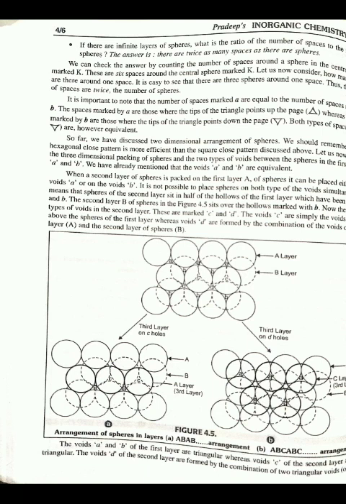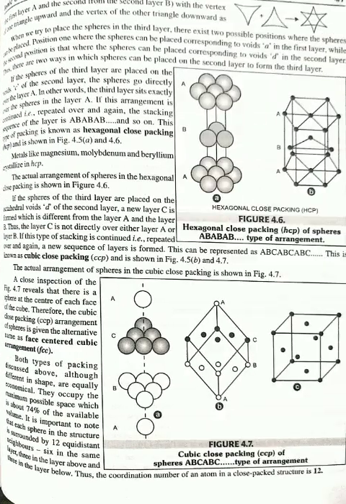The voids A and B of the first layer are triangular, whereas voids C of the second layer are also only triangular. The voids D of the second layer are formed by the combination of two triangular voids, one from the first layer A and the second from the second layer B, with the vertex of one triangle upward and the vertex of the other triangle downward, as shown in the figure.